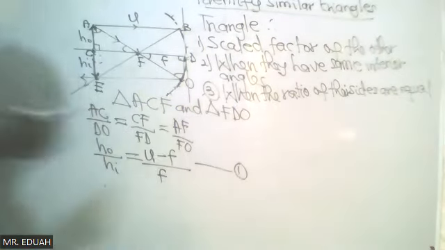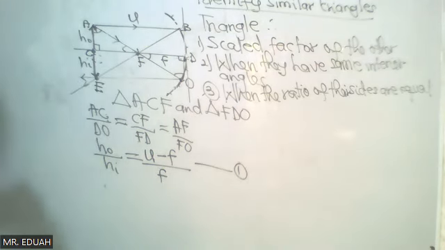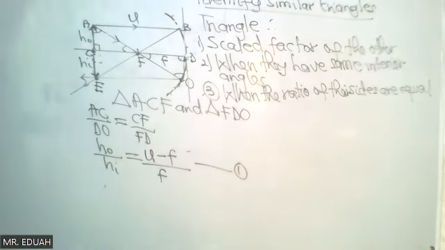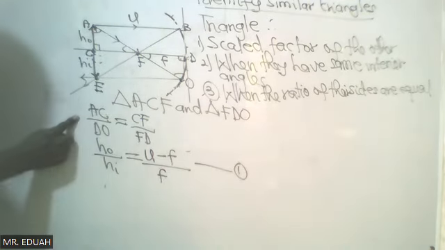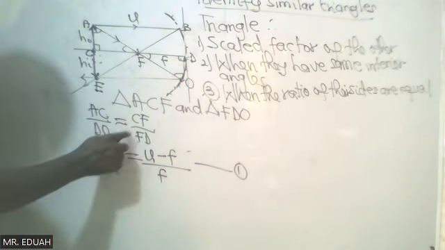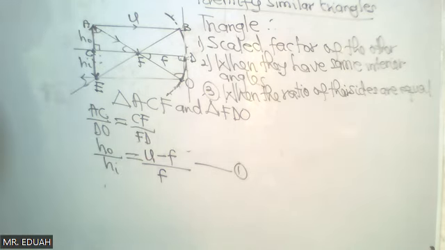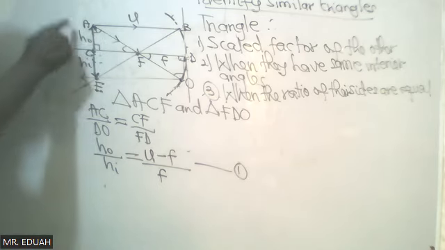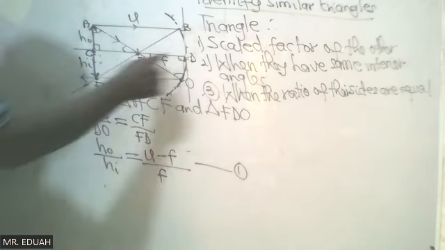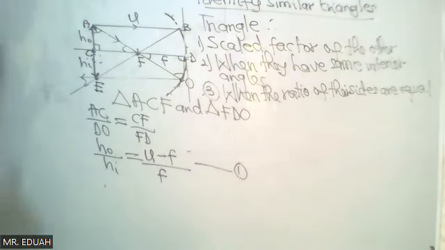As for this ratio, we are not interested in AF over FO. Because either this is equal to this or the other way around. We have the two. So bye-bye. So the ratio AC over DO is equal to CF over FD, giving us equation 1. And this is as a result of considering the similar triangles ACF and FDO.